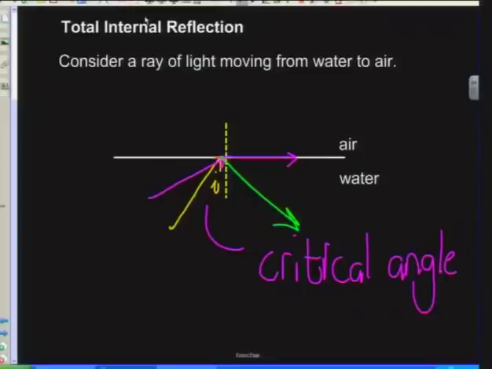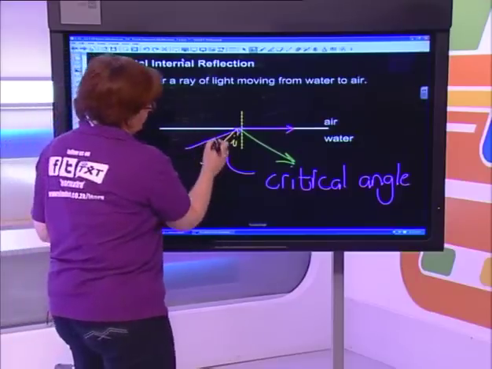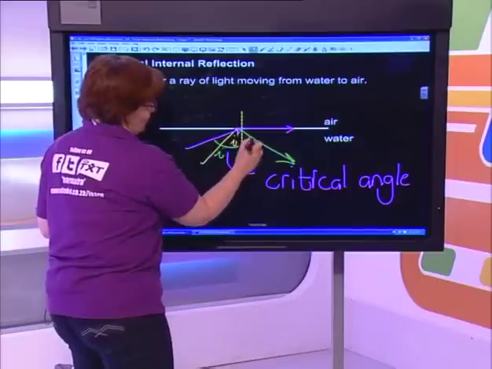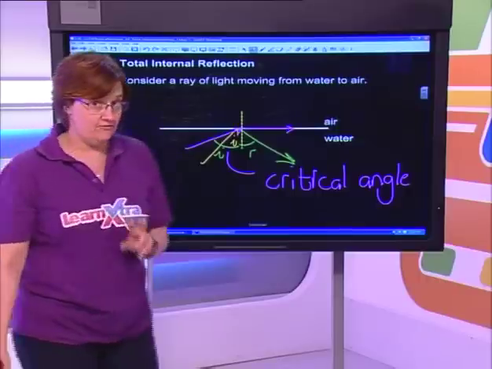It now gets reflected. And all the laws we know about reflection apply, in other words, this angle of incidence will be equal to that angle of reflection, okay? So, what does that mean for us?